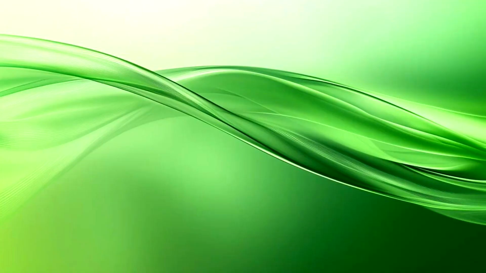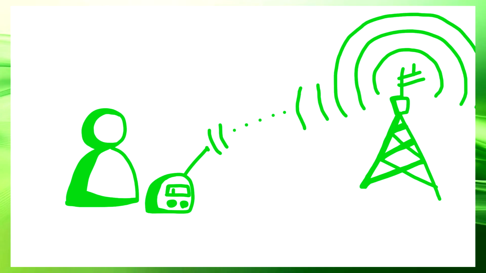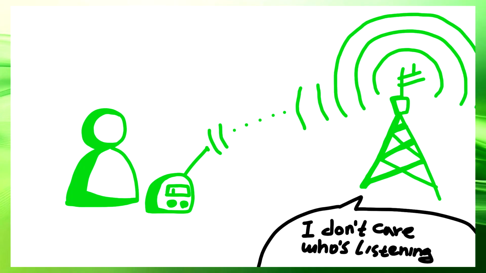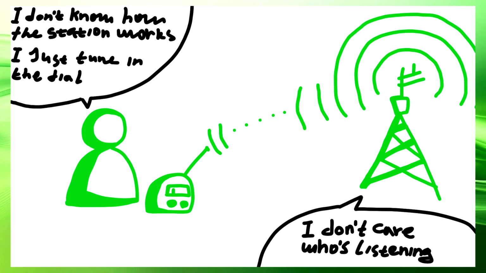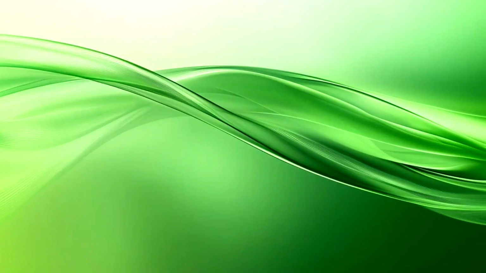Imagine you're listening to the radio. You've got the radio station broadcasting a signal, right? And you've got your radio receiver picking it up. The station doesn't know you're listening, it doesn't care, and you don't need to know how the station works internally. You just tune in and boom, you get the music. That's exactly how signals and slots work in Qt.